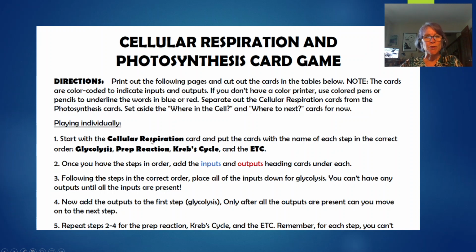They have all the steps, the inputs and outputs, for each of the processes involved in cellular respiration: glycolysis, the prep reaction, the Krebs cycle, and the electron transport chain. And for each of those, they have the inputs and the outputs. Same thing for photosynthesis: the light reactions, and then the Calvin cycle, or the light-independent reactions, and the three steps of that: carbon fixation, carbon dioxide reduction, and RuBP regeneration. For each of those, there are inputs and outputs that go into each step.